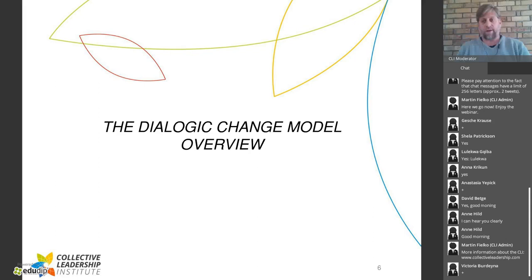Before we get right into the dialogic change model, I'd like to say also that the Collective Leadership Institute and the work that we do is very much connected to a global sustainability movement and the sustainable development goals, of which the 17th, about partnership, is really the goal that we tend to focus on. We do work across sectors, and you'll see that in the examples that we give today in this webinar, when we're talking about the different phases of the dialogic change model.